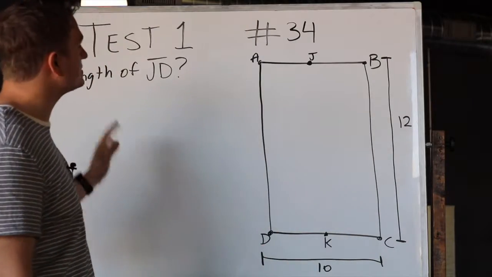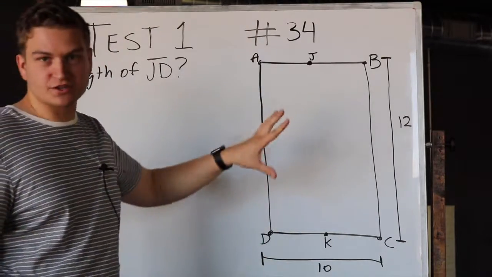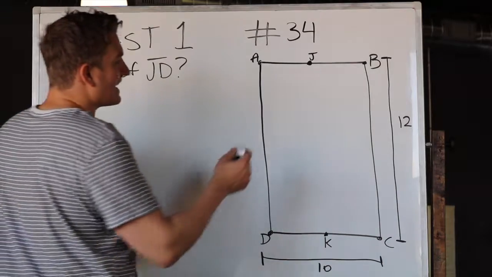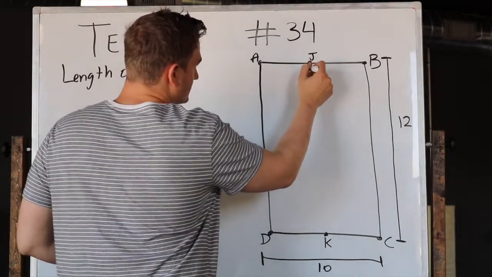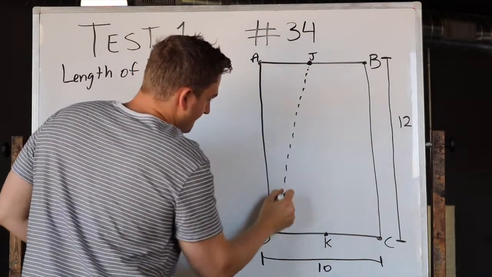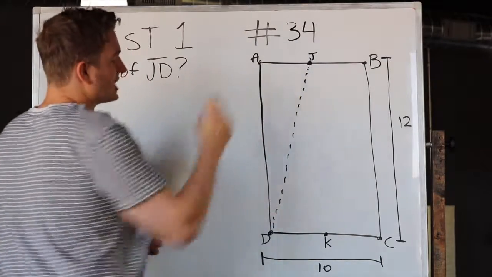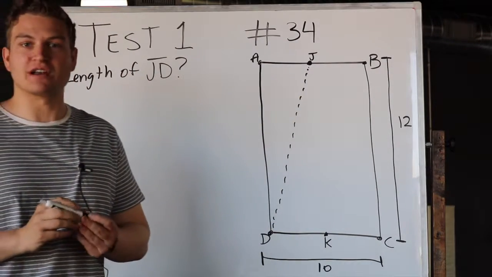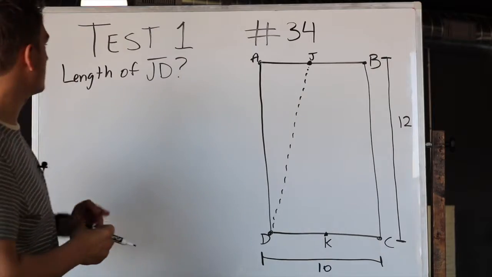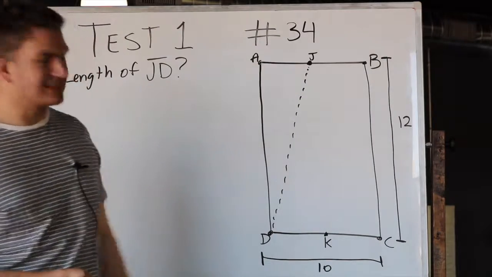This particular question, I only drew just a little piece of the picture that we needed to answer this question, but you look at this big crazy picture, and it wants to know the length of the segment that goes from J to D. That's what we're trying to find in this question. It wants to know what is the length of JD.